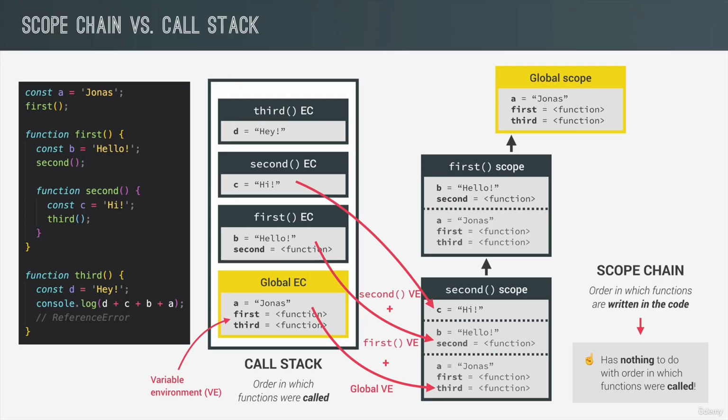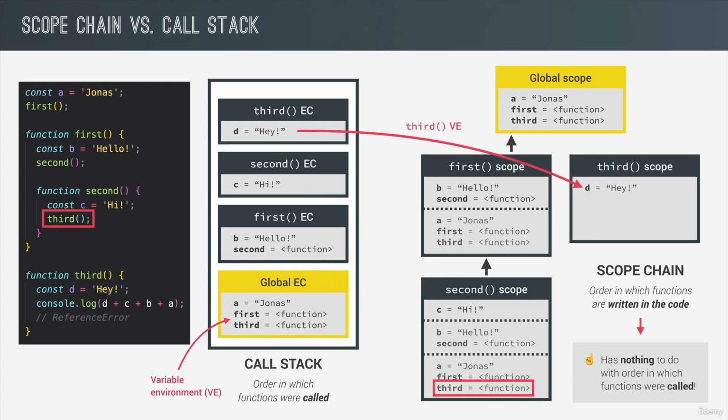Okay, now in the second function, we try to call the third function. But why does that work? Well, it works because the third function is in the scope chain of the second function scope, as we can see here in our scope chain diagram. It's a function in the global scope, or a global function, and therefore it's accessible everywhere. Of course, this will create a new scope along with the scope chain, as we already know.